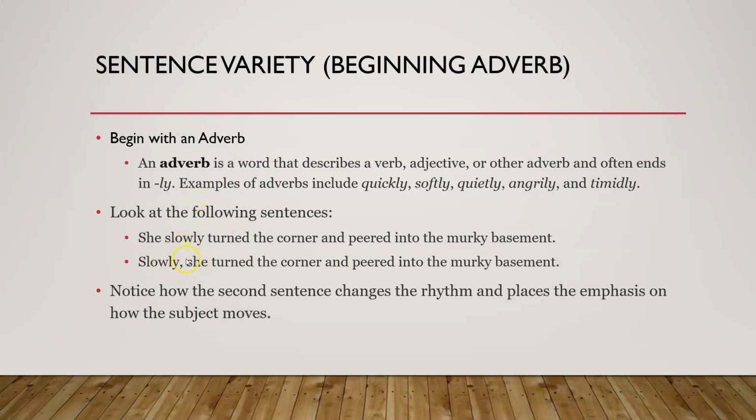Right? Whereas the adverb slowly kind of gets lost, or it doesn't have the same kind of emphasis as it does in the second sentence. Right, so let's read that again. Slowly, she turned the corner and peered into the murky basement. So you notice how the second sentence, again, as I said, changes the rhythm and places the emphasis on how the subject moves. Okay, so that's one way to add variety.